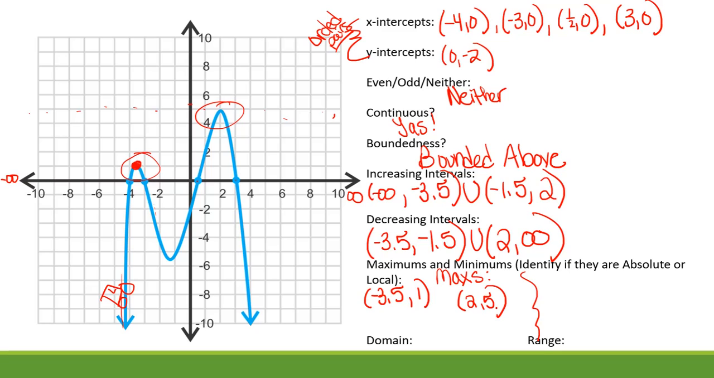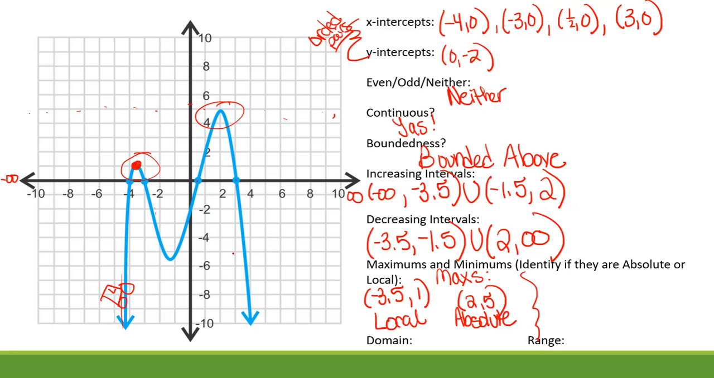Now, I want to identify which one's the absolutes and which one's the locals. Now, absolute is the tippy top. He's the tallest. He's the Mount Everest of my group. So that would be this guy, right? Because he's the tallest mountain. So I would say 2, 5 is the absolute max. This guy right here, he would be a local max. He's not as tall as Mount Everest. However, he's still a maximum, right? He's still a hill in the mountain range. So I got to notate that he's there.